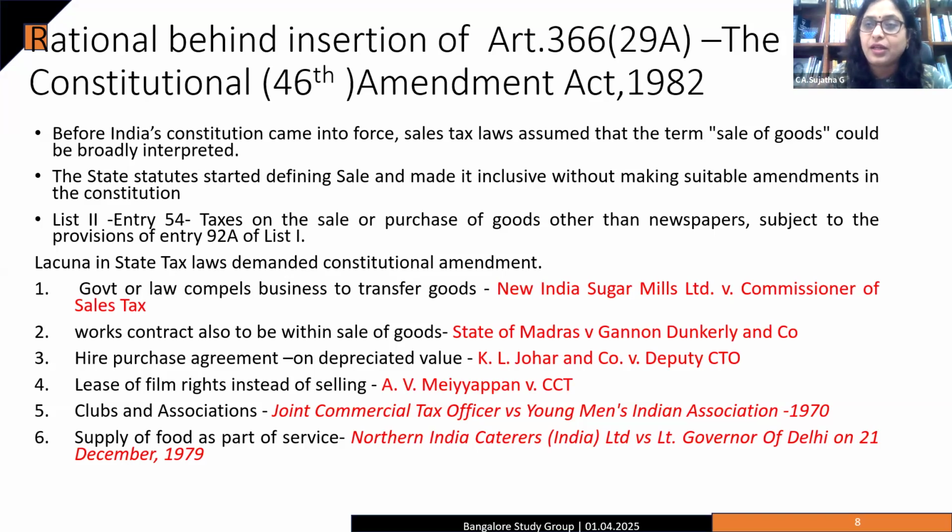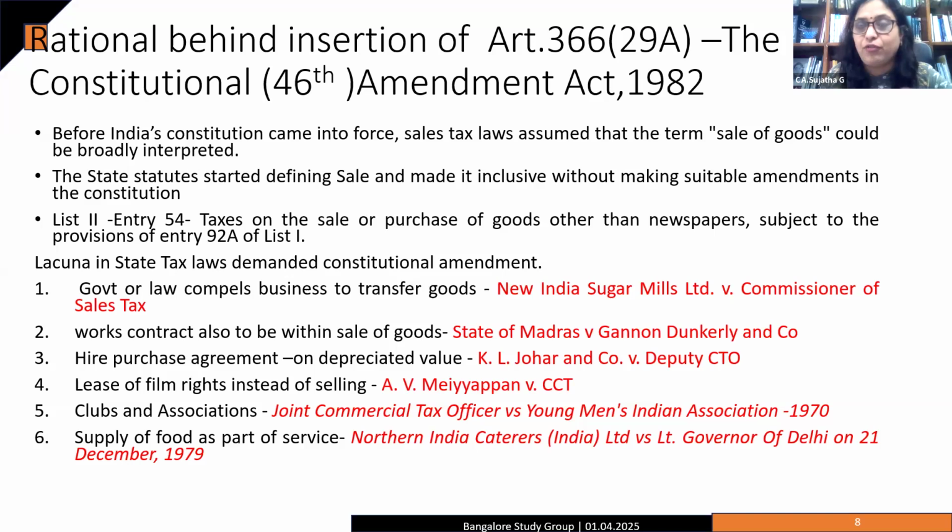Second, whenever there was a works contract where material and service element was involved, the taxpayer started bifurcating, showing the majority portion as service and material as a very small element, so that they could avoid tax. The government was aware of it, but nothing could be done because the Sales Tax Act was taxing only the goods. This also had to be plugged.